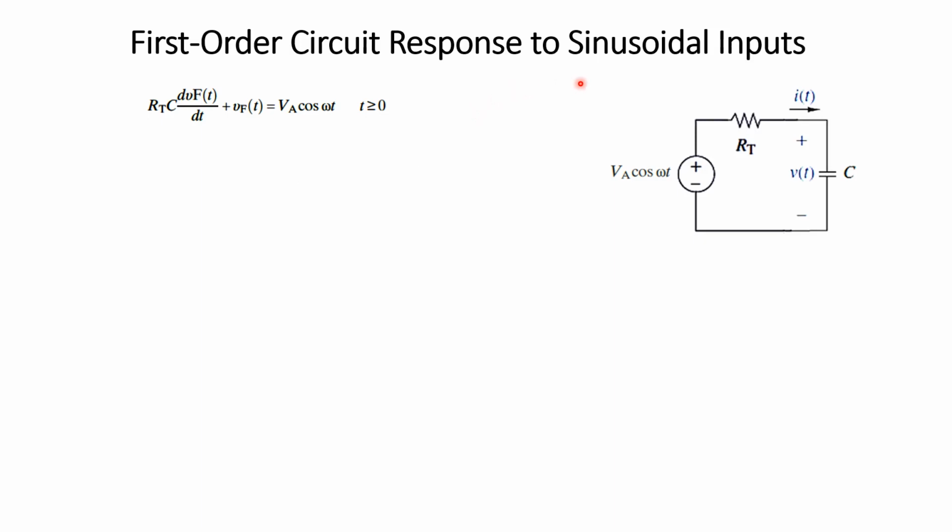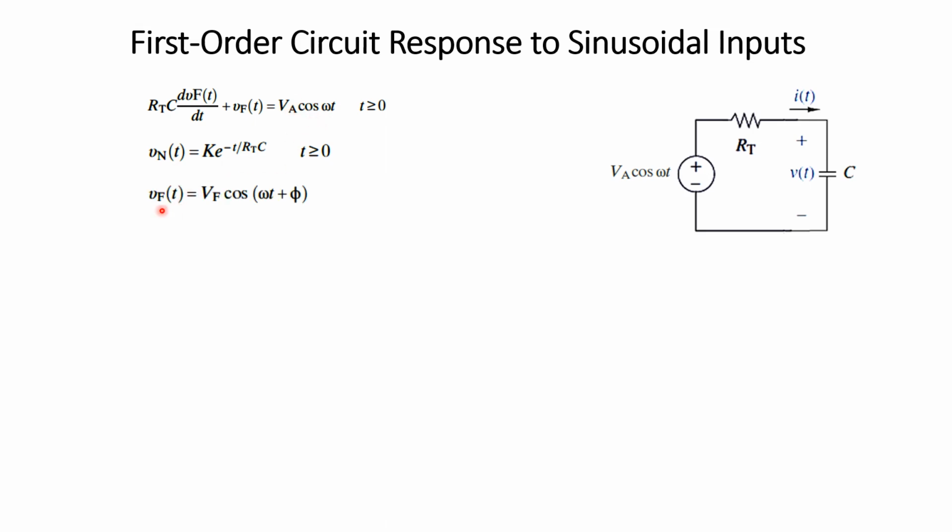Now, first order circuit response to sinusoidal inputs. When the input is sinusoidal, for t greater than or equal to 0, this is the forcing function, and due to the table which we have discussed in a previous slide, we will select the type of the forcing, or form of the forced response. Here, this is the natural response, which is the solution of the homogeneous equation with right hand side equal to 0. We have discussed it before.